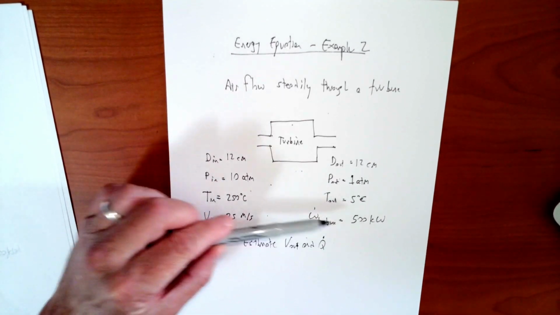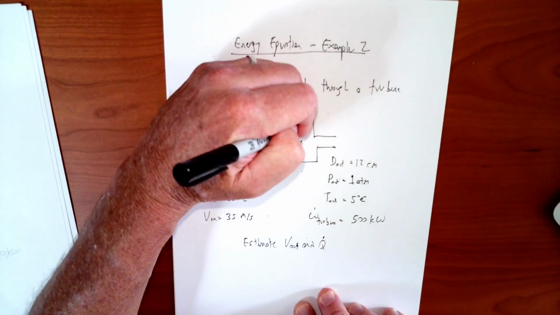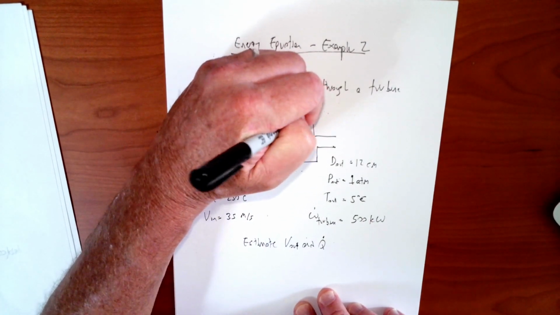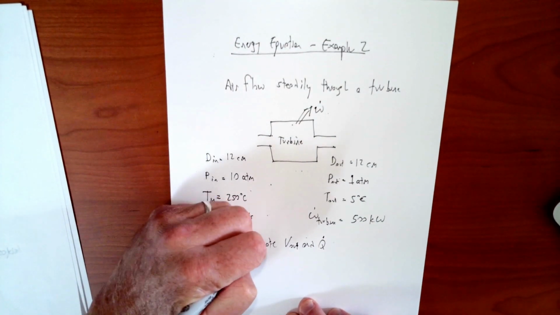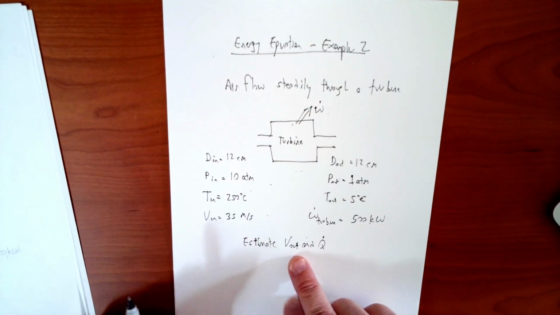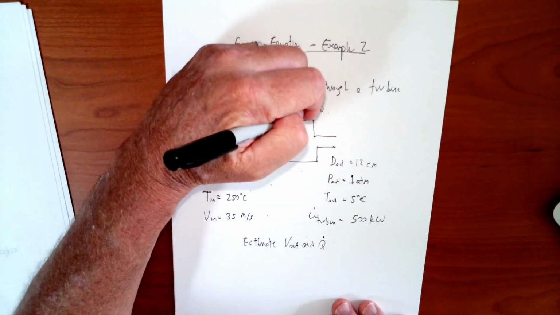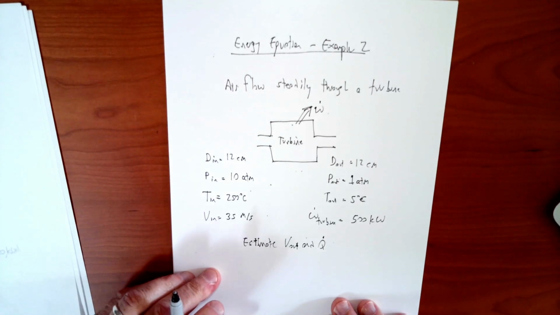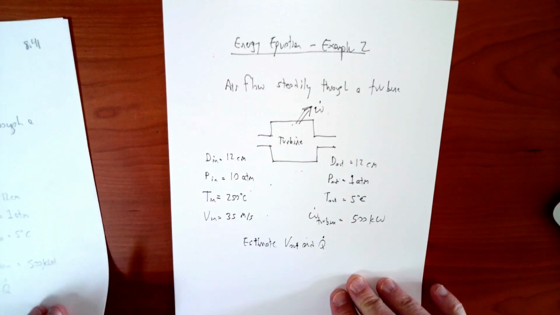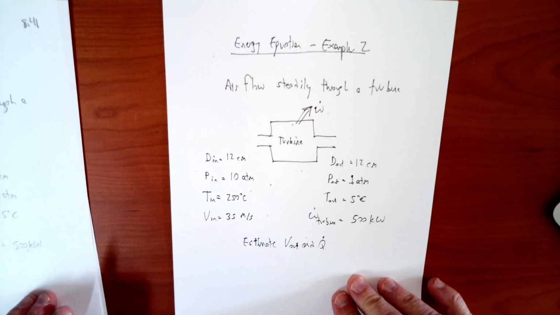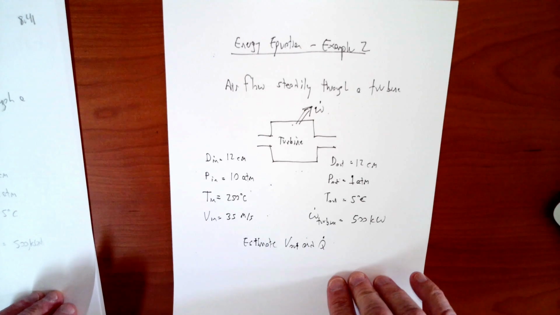And we also know that the turbine is putting out a significant amount of power. The turbine is putting out 500 kilowatts of power. So we're asked to estimate both the outlet velocity and Q dot. Let's see if we can do that. Once again, of course, you could stop the video at this point and try it on your own and see how it goes. And if you turned it back on now, very good, we'll continue.